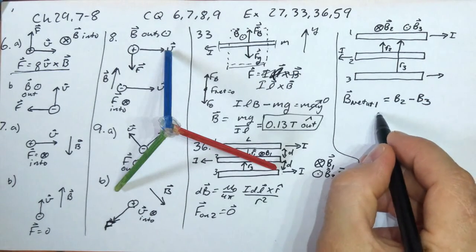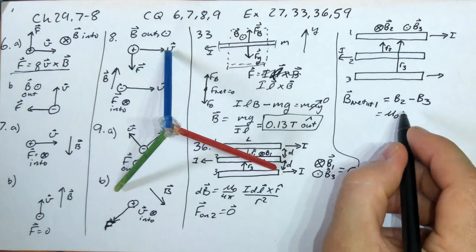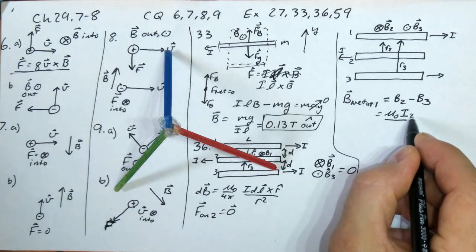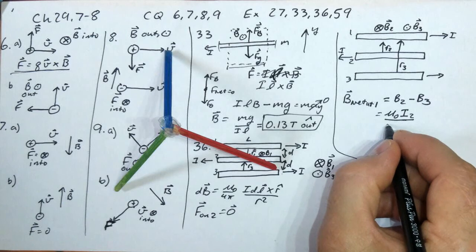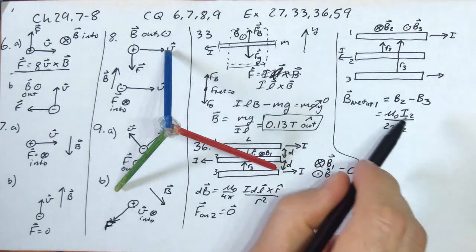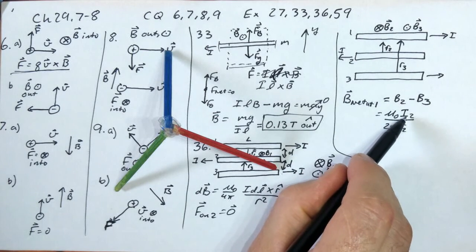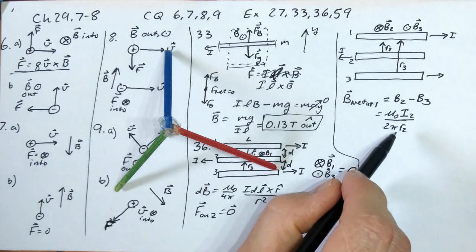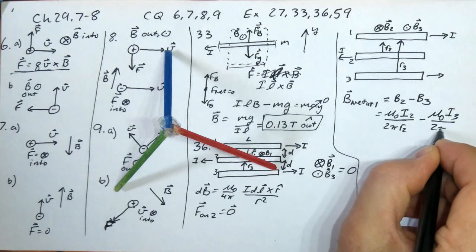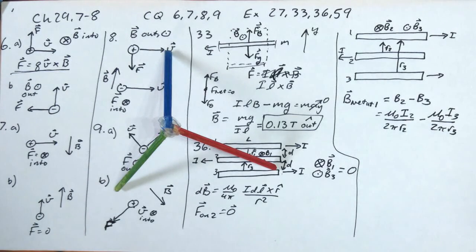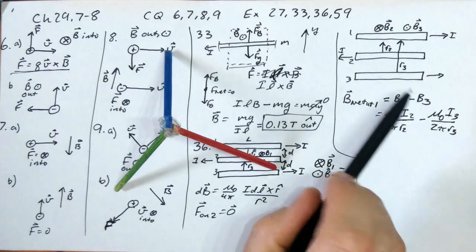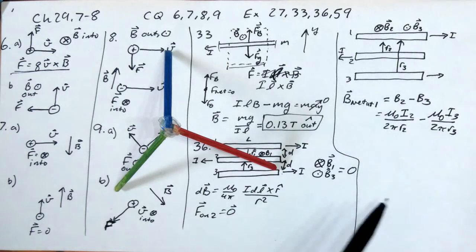And then what are those? Well, for a long straight wire, I can look that up in my study notes. I have mu naught I2 over 2 pi R2. The magnetic field is created from this current 2 at a distance R2 away from it. Then minus mu naught I3 over 2 pi R3. Now notice I'm using just magnitudes here because I've already taken into account the negative sign based on what I did with the right-hand rule.